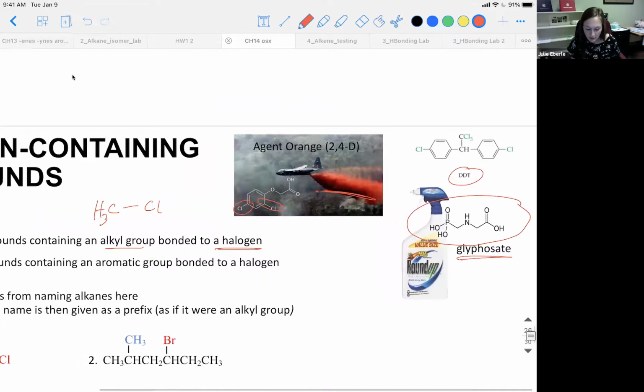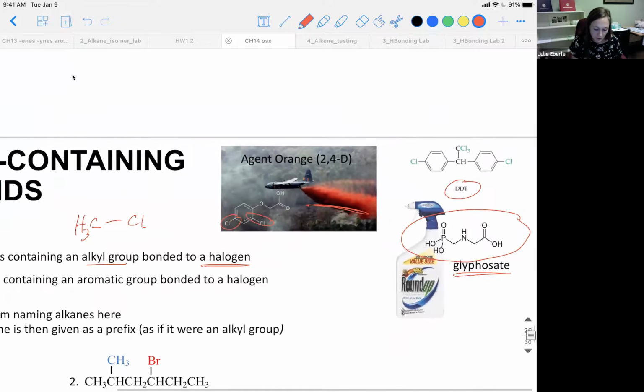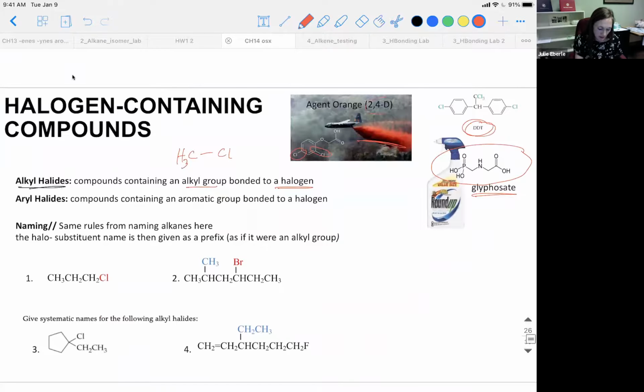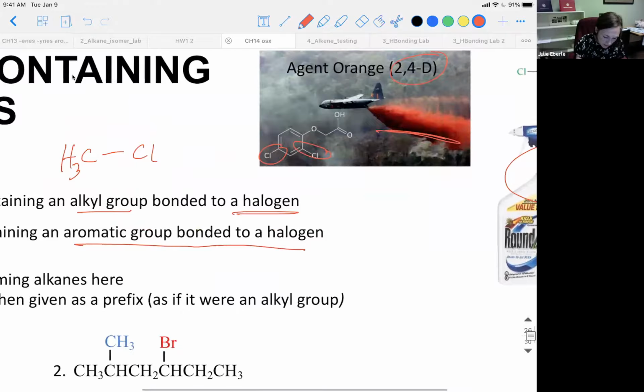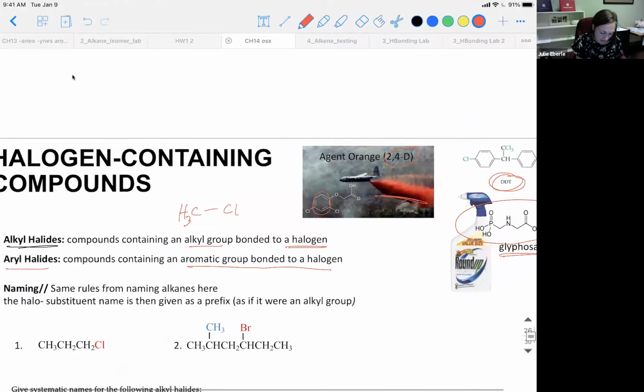There's no halogen molecules anywhere in this molecule, okay? But we used to use really harmful stuff. So these are fortunately compounds of the past. But you got alkyl halides, and aryl halides are when you have a compound containing an aromatic group bonded to a halogen. So this is actually 2,4-D, an aryl halide, okay, because you got the aromatic ring bonded to your halogens, okay? And so is DDT, that's an aryl halide.